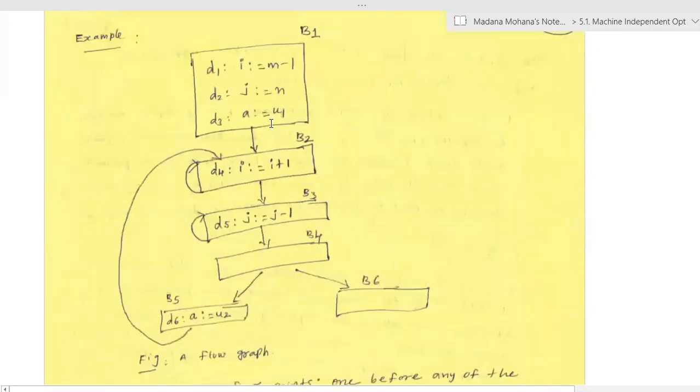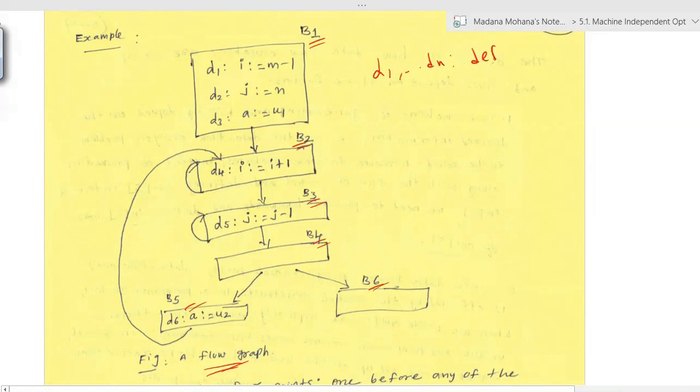One standard example flow graph is shown here. For the entire data flow analysis concept, we'll use the same example for solving data flow equations. This flow graph consists of basic block 1, block 2, block 3, block 4, block 5, block 6. Every block has some statements. Here statement definitions are prefixed with D, D1 to Dn, which are called definitions.